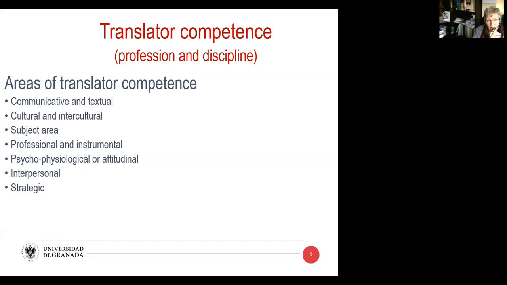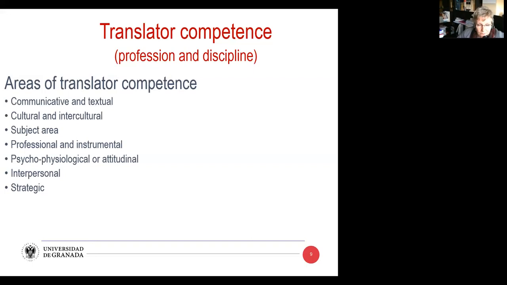Those communicative instances and those texts will be produced also in a cultural context, which brings us on to the second element, that is, the translator needs to be competent in his or her areas of culture, but in particular needs to be competent in intercultural communication. That is, needs to be able to identify where there are differences which may make communication more complicated, where there is a need for intervention in that intercultural communicative event.